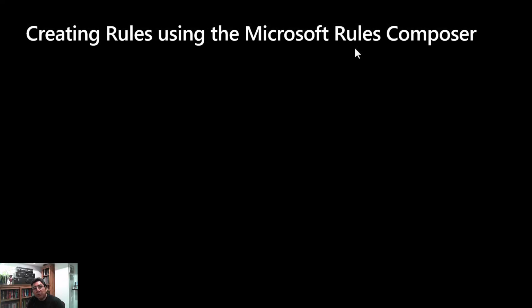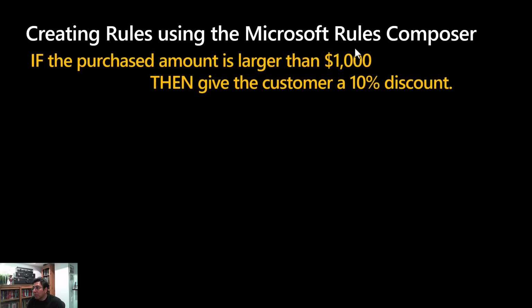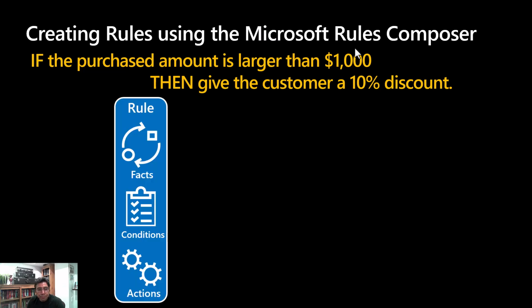Now, creating rules with the Microsoft Rules Composer starts with defining the rule. Let's say that we have this rule: if the purchase amount is larger than $1,000, then give the customer a 10% discount. In that particular case, let's think about a rule. A rule has three core elements in a rules engine: facts, conditions, and actions. It has data, conditions, and actions.